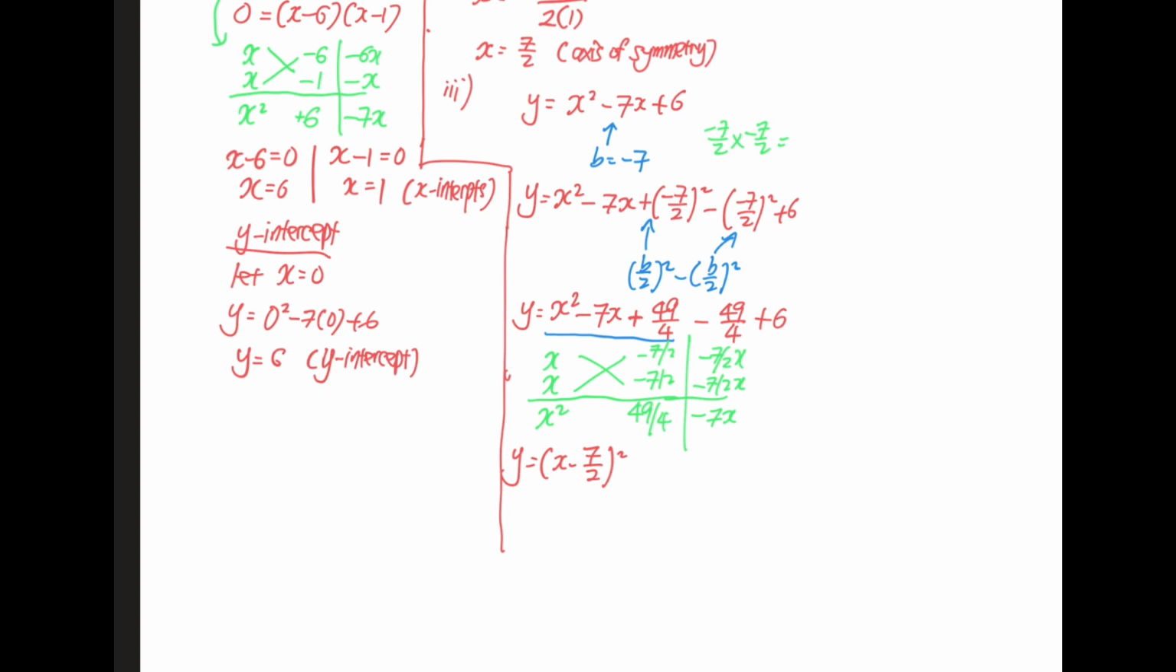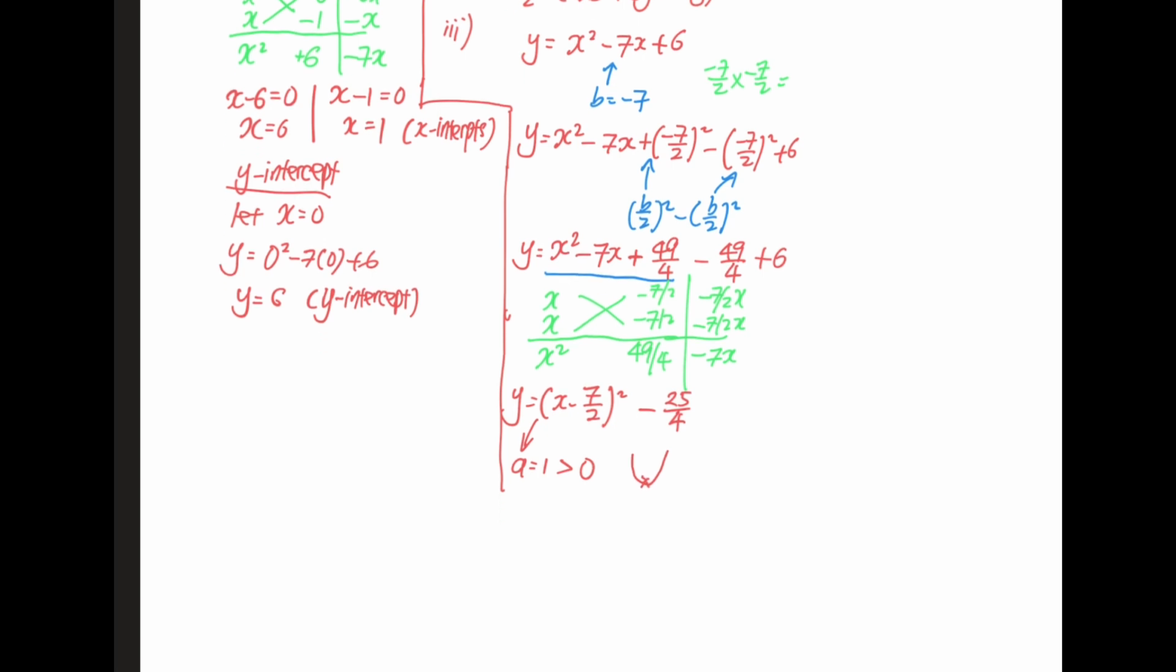Negative 49 over 4 plus 6. Then I will get negative 25 over 4. Okay, so we get this, and we can find out the stationary point. So again, you have to look at the number in front of the bracket. If there is no number, that means it is 1. So a is 1 for our case here. A is 1. 1 is more than 0. So it is a happy face graph, and that is a minimum point.